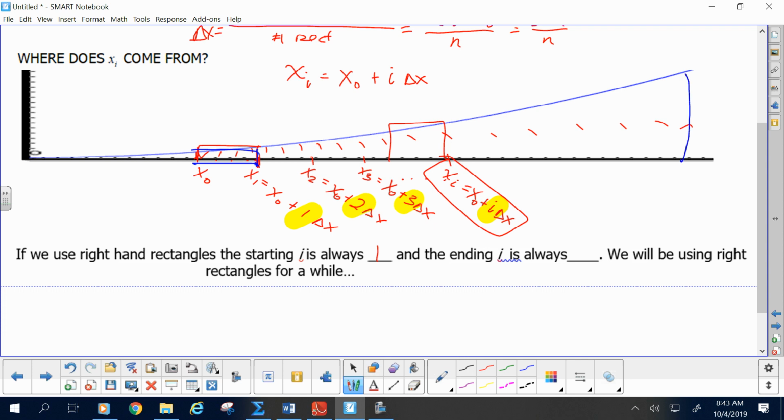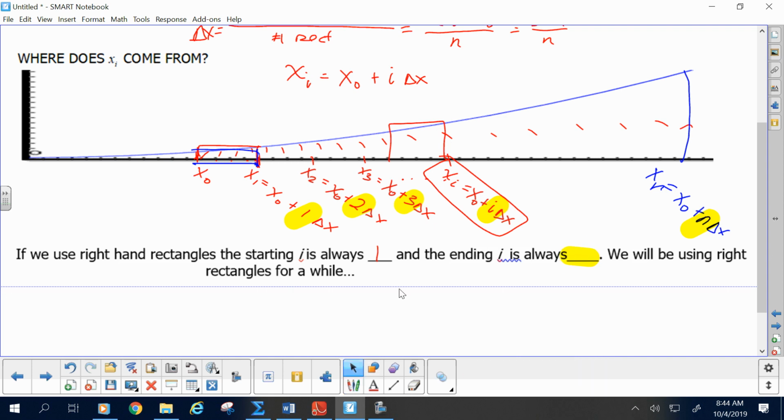The last would be what number x? How many rectangles did I do? Not i. n. The nth rectangle is x initial plus n delta x's. Okay? Each time we go over delta x, that's a new rectangle. We're doing n rectangles altogether, so the last one would be n. So the last i is, look at the highlights. Those are the i's, the counter. i goes from 1 to n.